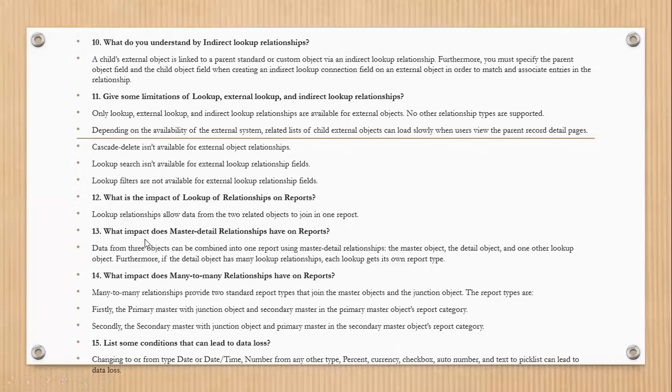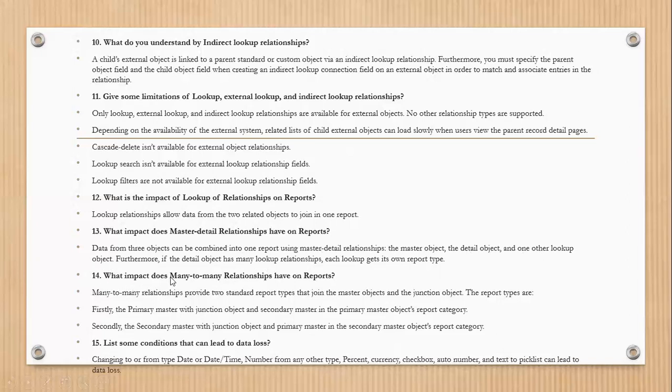Next question, what impact does a master-detail relationship have on reports? Data from three objects can be combined into one report using the master-detail relationship: the master object, the detail object, and one other lookup object. Furthermore, if the detail object has many lookup relationships, each lookup gets its own report type.